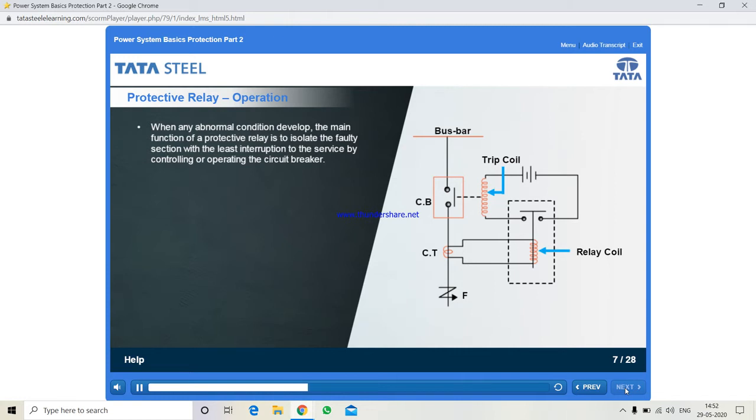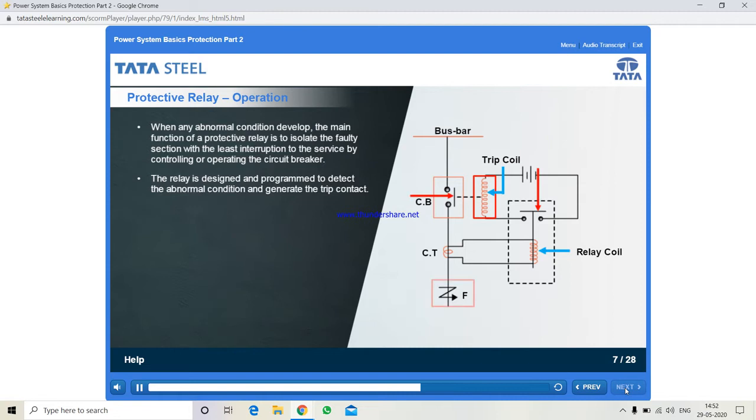The current transformer, CT, senses the load current continuously. The relay is designed and programmed to detect the abnormal condition and generate the trip contact. Therefore, in response, the plunger of the relay coil goes down, sending the power from the battery to the trip coil. The trip coil acts as a magnet and pulls open the switch. This disconnects the faulty current flow.